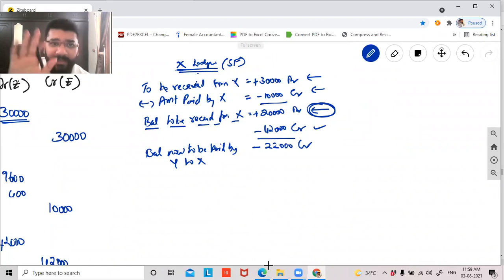Yes, sir. It is an asset. Cash or bank. What is the amount that X gave to Y? He gave a bill of 42,000 rupees. A bill is as good as money only, no? Because with this 42,000 rupees, Y can always go and encash the money.